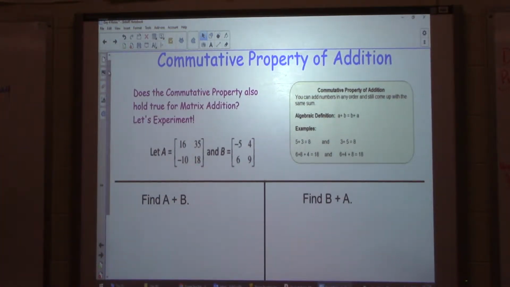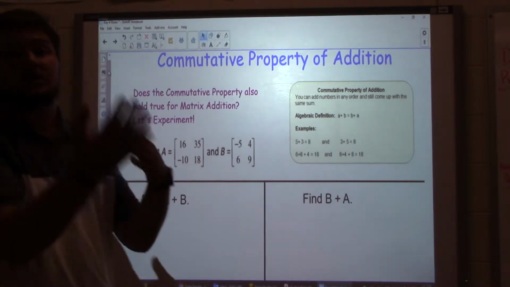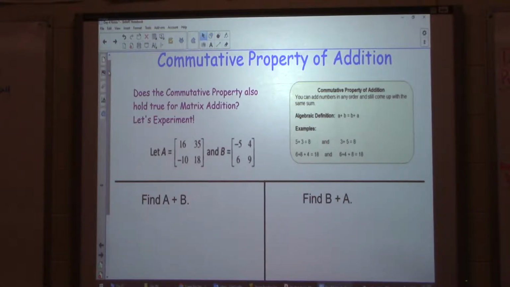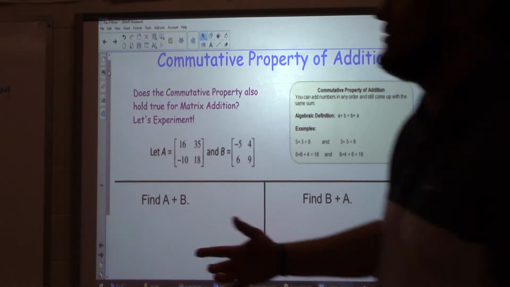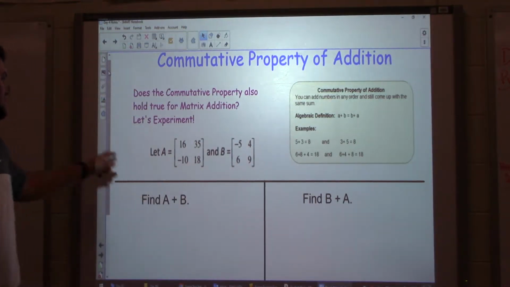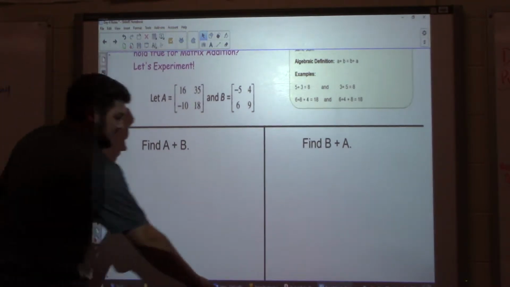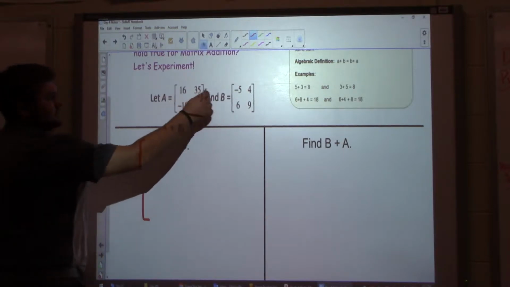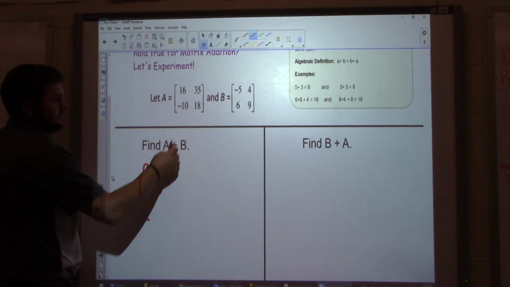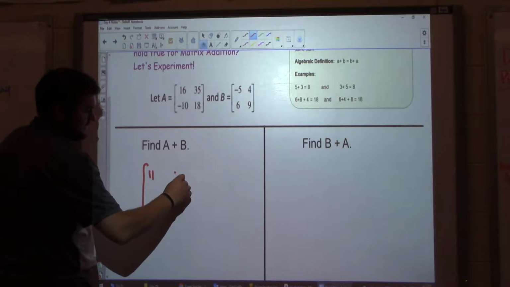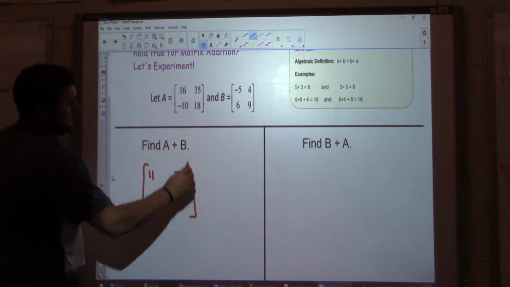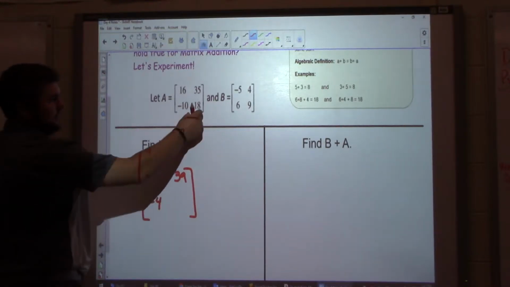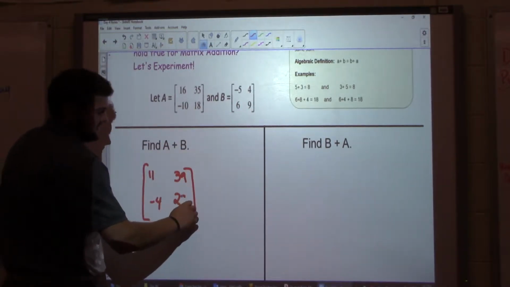First one we're gonna do, commutative property of addition. So the commutative property of addition says A plus B should equal B plus A. Right? 2 plus 3 should equal 3 plus 2. So we're going to see, does that work for matrices? So our first part here, A plus B. If I'm going to add these two matrices, 16 plus negative 5 is 11. 35 plus 4 is 39. Negative 10 plus 6 is negative 4. 18 plus 9 is 27.